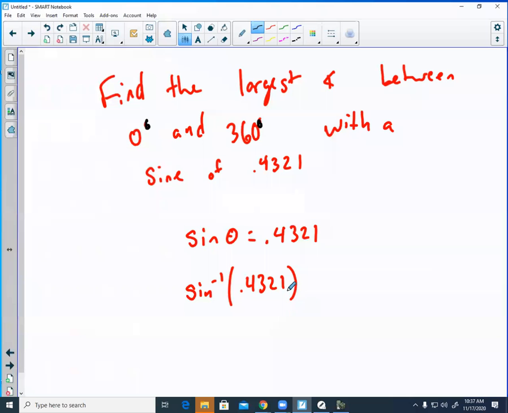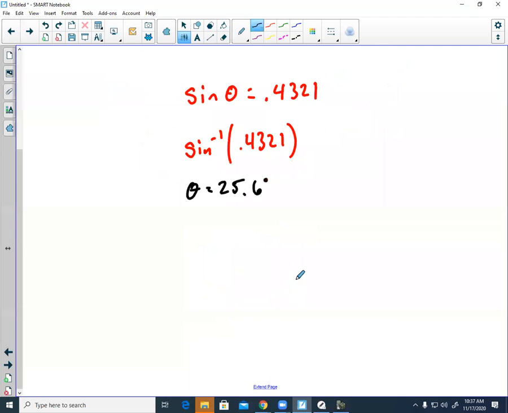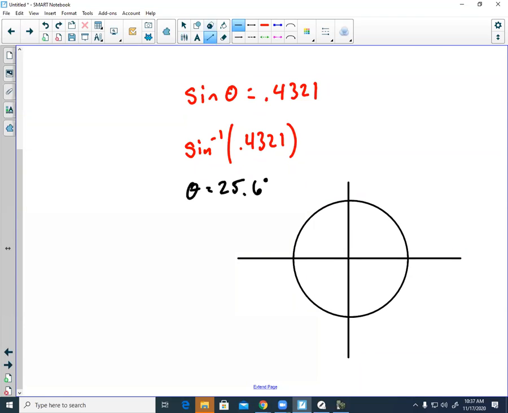So theta is going to be 25.6 degrees. Now that is an answer, but is that the largest angle between 0 and 360 that has a sine of 0.4321? So what I'm asking you is, if I look at a unit circle like this, and then I have my axes like this, if I look at 25.6, I don't know where I got that other number.